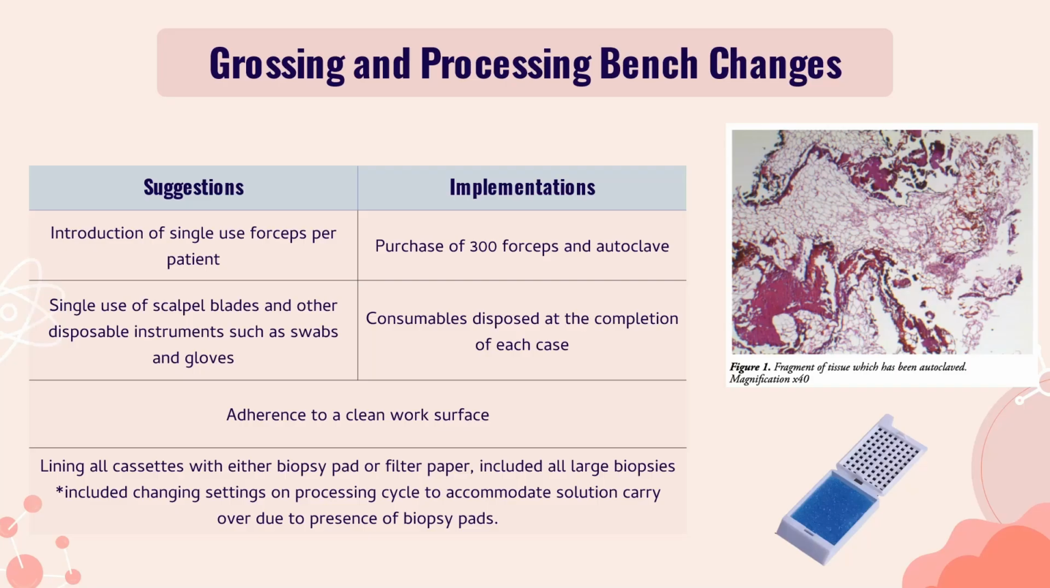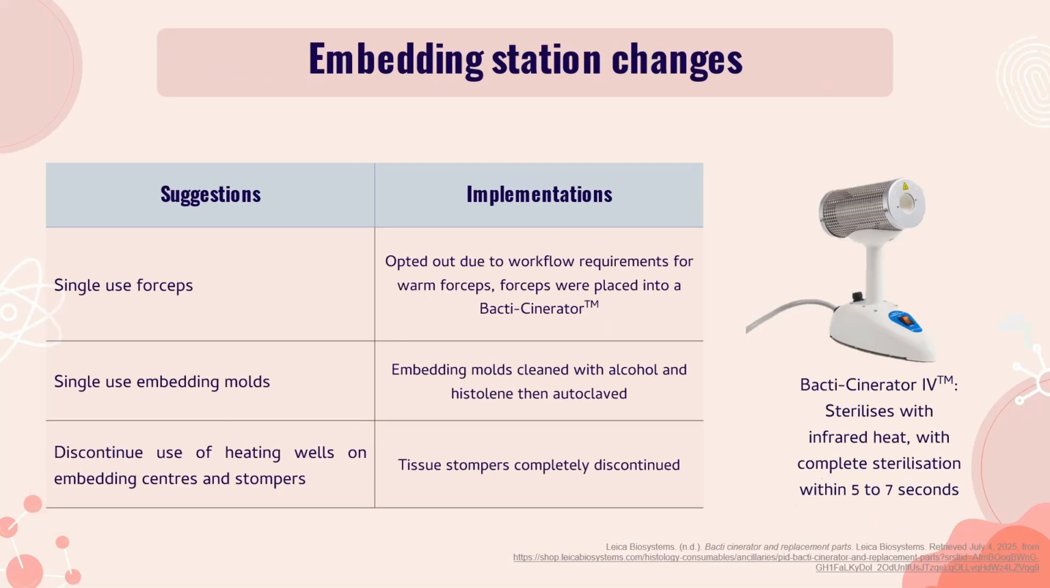This also required a change in the settings on the processing cycle to accommodate solution carryover due to the increased number of biopsy pads used. At the embedding station, due to workflow requirements, single-use forceps and embedding molds were not feasible. The forceps were placed into a bacticinerator instead. This is a device that sterilizes tools with infrared heat and can complete the sterilization process within 5 to 7 seconds. The embedding molds were cleaned with alcohol and histidine and then autoclaved to remove all potential tissue residue. The team also discontinued the use of tissue stompers.